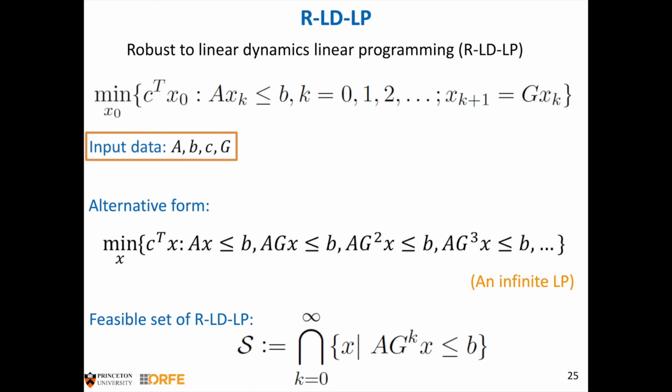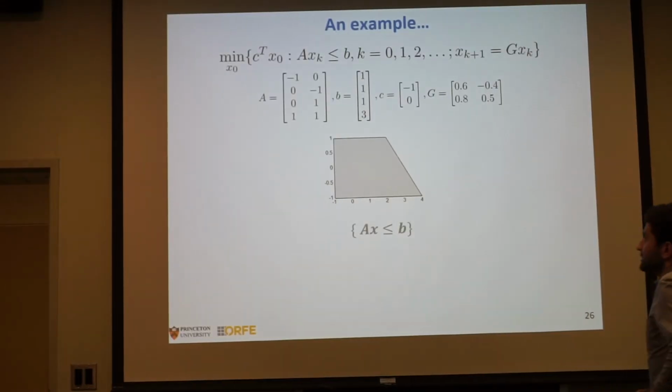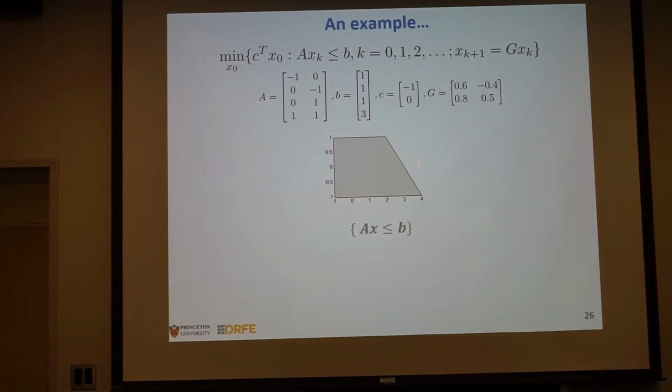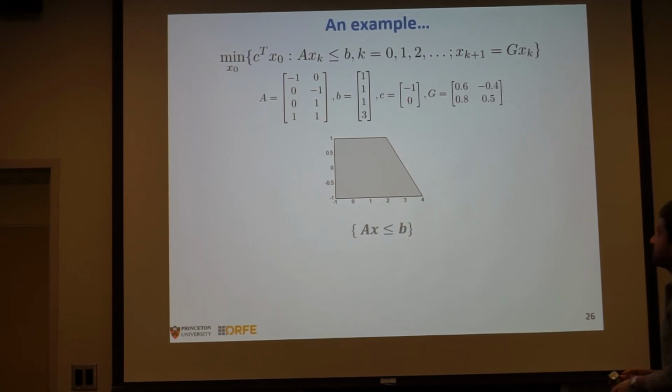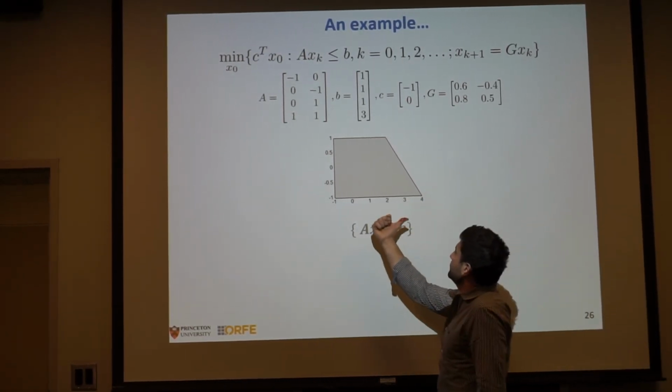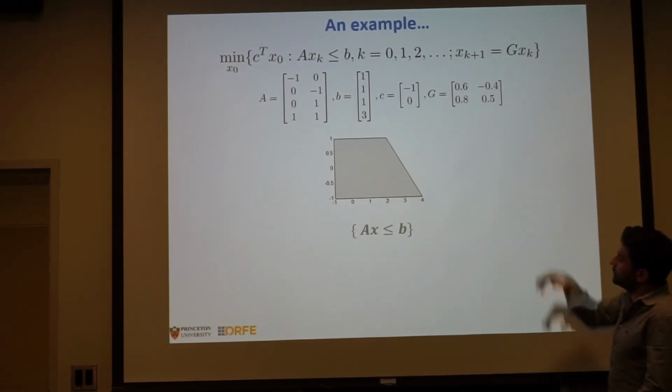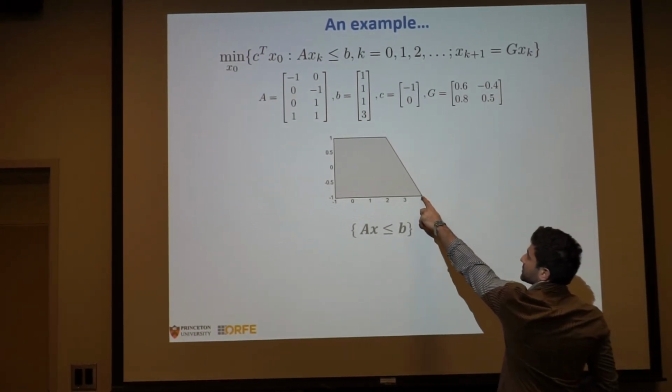So let's, throughout this talk, denote the feasible set by S. S is the set of points that for all powers of k, they remain in the polytope AX less than or equal to B. Okay. So let's do an example to see how this behaves. Here A and B define this polytope in R2. C is minus 1, 0, so if I want to minimize C transpose X, it's telling me to go to the right as much as possible. If there was no G and no dynamics, this would be the optimal solution.